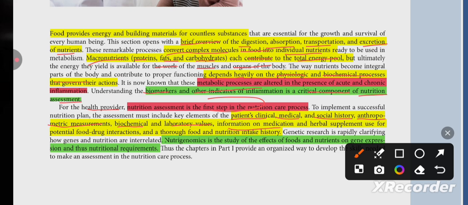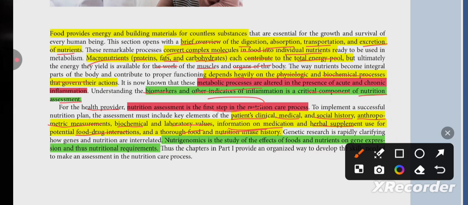Then there is information on medication. If the patient is taking any medication, we need the information on the medication and any herbal supplements, because these two can cause food-drug interactions. And the last one is food and nutrition intake history, that is, the patient's diet history. These are the key elements of the assessment.